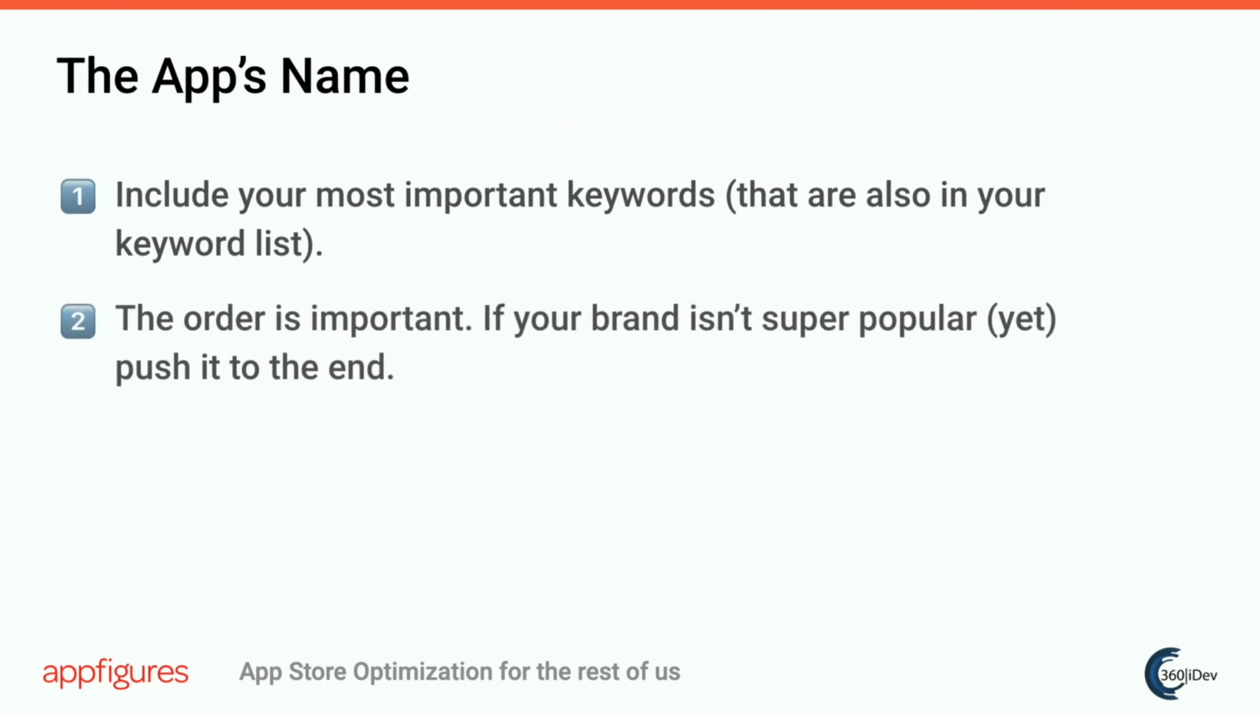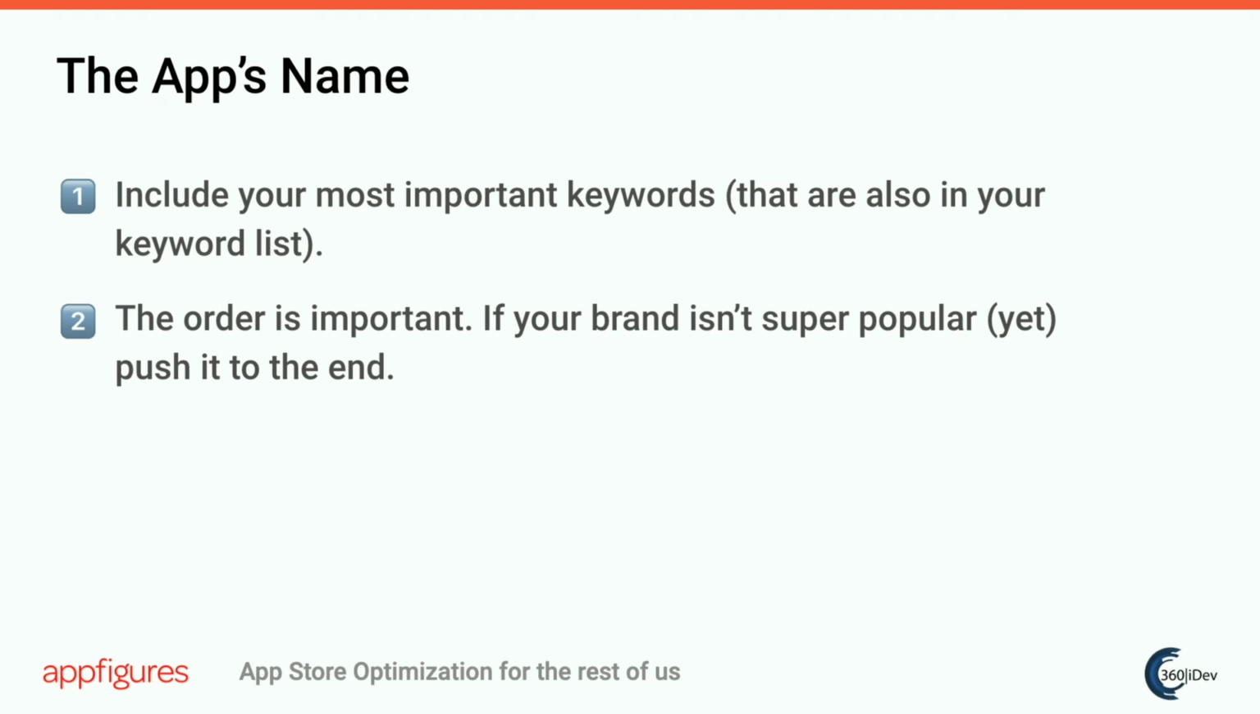Now, the order is extremely important. It's only 30 characters, which is really not that many, but there's a difference between the keyword being in the beginning of the string and the end of the string. A lot of companies start with their company name and then the keywords, and we'll look at examples in a second.